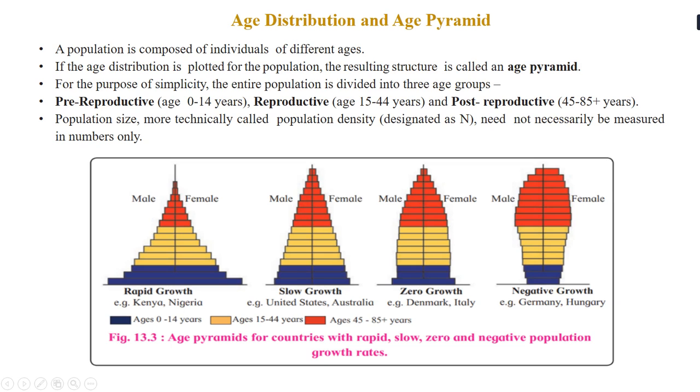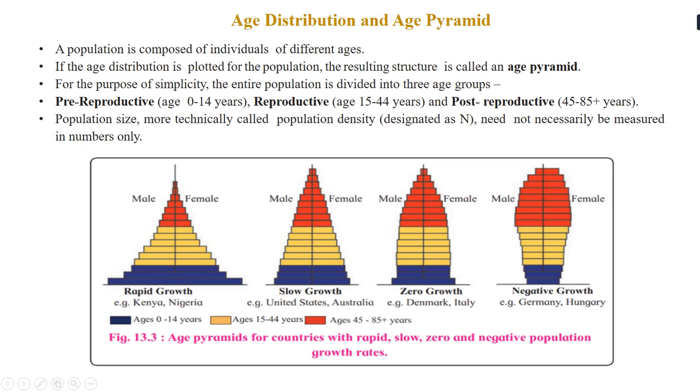Now, a population is composed of individuals of different age groups. And if the age distribution, that is percent individuals of a given age or a particular age group, is plotted for the population, the resulting structure is known as an age pyramid. So these are the age pyramids in this picture. As you can see, these are the age pyramids of different countries.